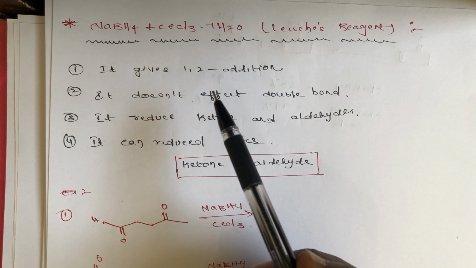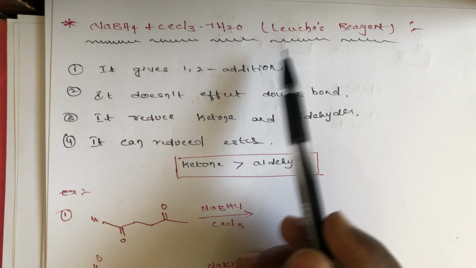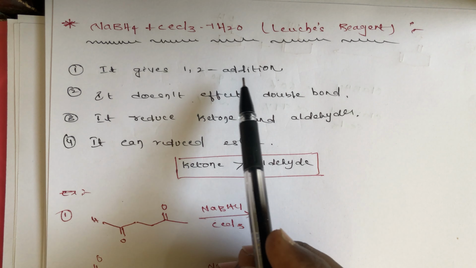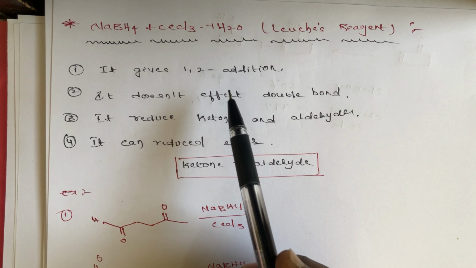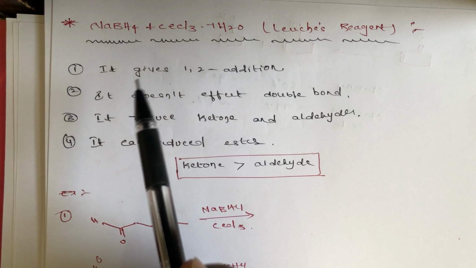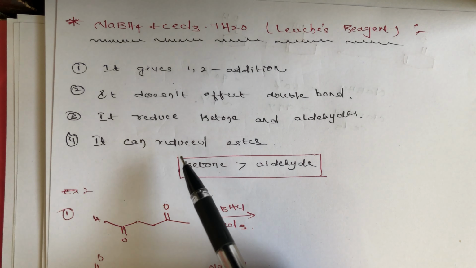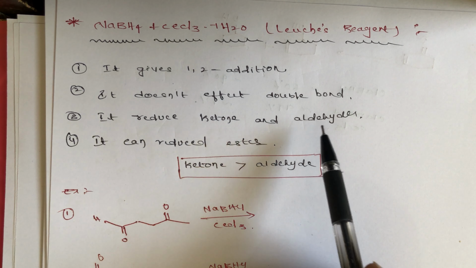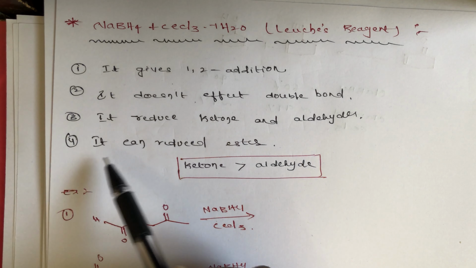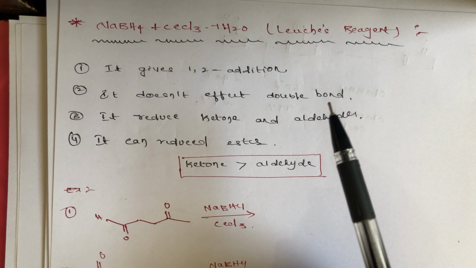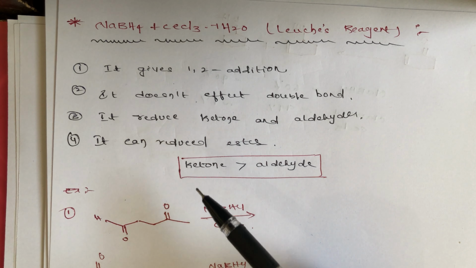Idi reducing agent ga manam use chestam anamata, Luche's reagent anedi. So first of all it gives 1,2 addition. It does not affect any double bonds. Double bonds ni em effective cheyadu. It reduces the ketones and aldehydes. It can reduce the esters. Aldehydes, ketones as well as esters, Luche's reagent is going to reduce.